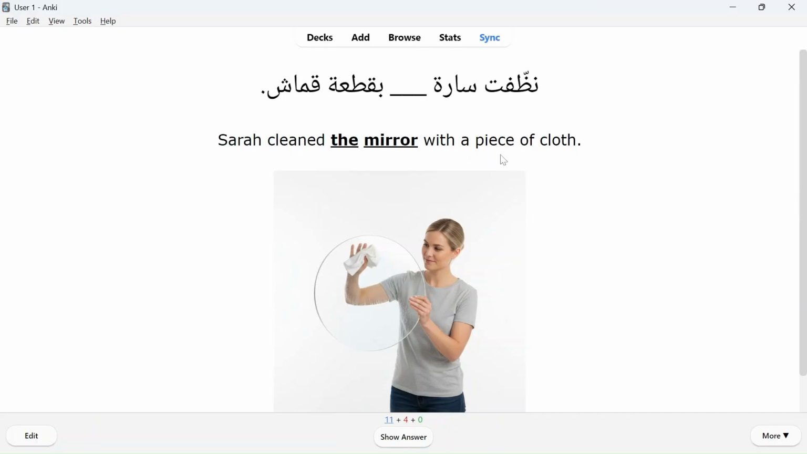Sarah cleaned the mirror with a piece of cloth. How do you say the mirror?